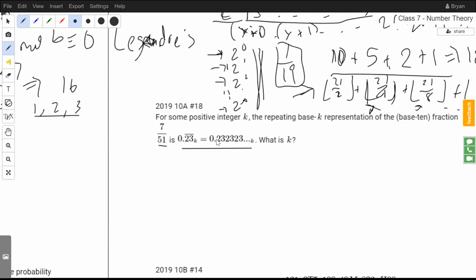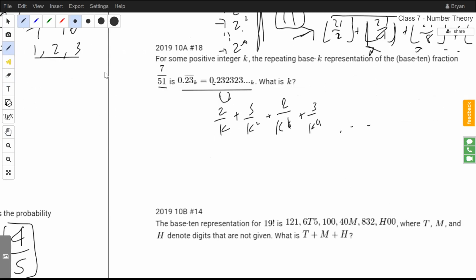So as mentioned earlier, when we have digits after a decimal point, we can treat them as negative exponents or a fraction. So really this is just 2 over k plus 3 over k squared plus 2 over k cubed plus 3 over k to the fourth, etc. And this is really just the sum of two infinite geometric series: 2 over k plus 2 over k cubed, where the common ratio is 1 over k squared, and 3 over k squared plus 3 over k to the fourth, and so on.